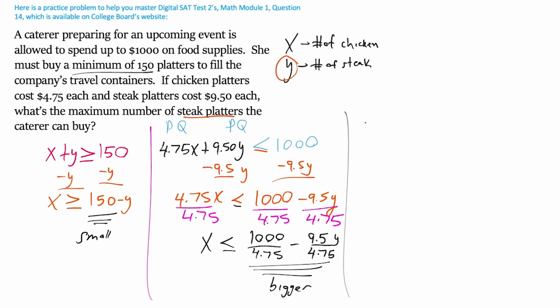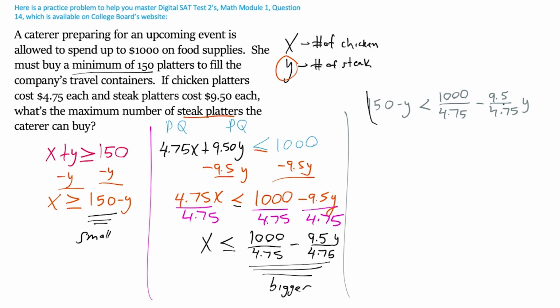So if we put that together, we can say 150 minus Y is less than, it's most likely less than because it's on the smaller side, this other expression, the 1,000 over 4.75 minus the 9.5 over 4.75Y. So now we've got our inequality that resulted from kind of substituting one inequality into another one. So a lot of really complicated stuff going on here. But let's go ahead and start solving.